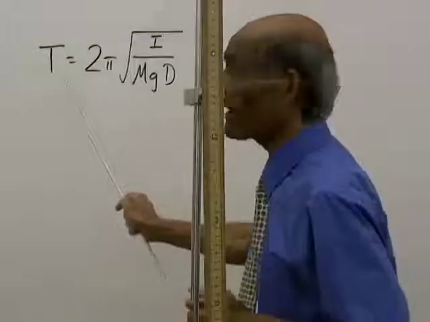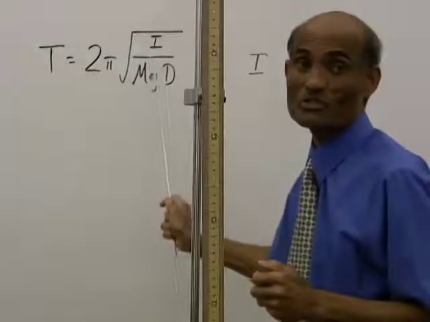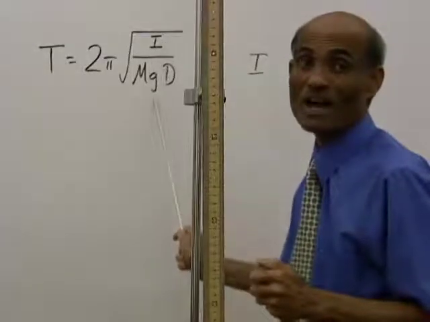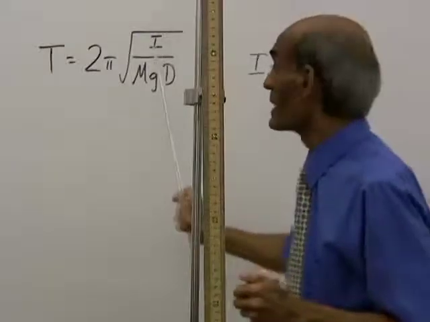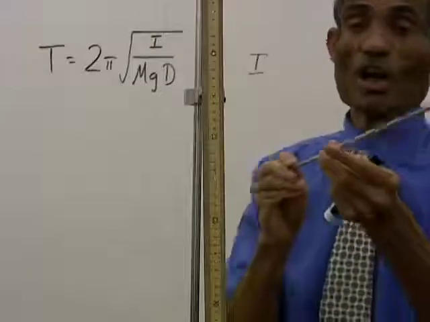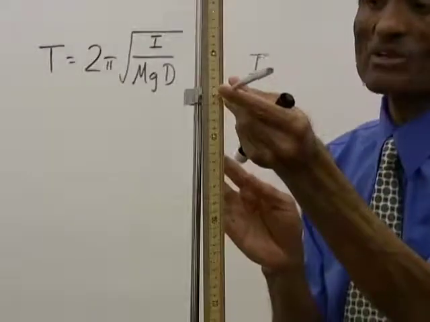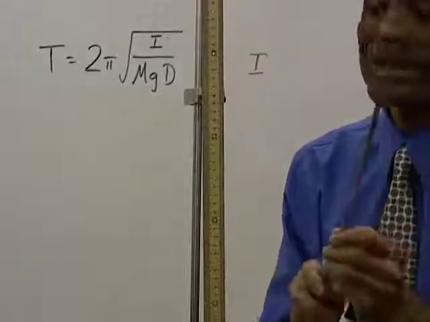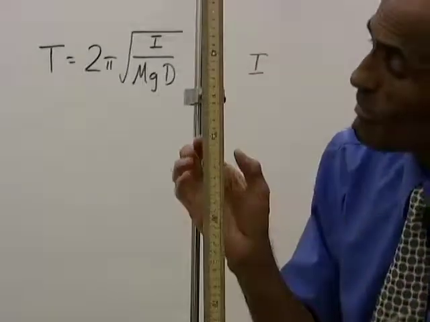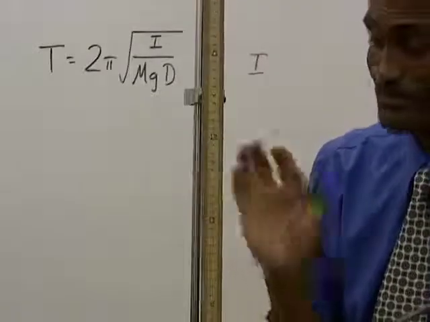So the period of oscillation of a physical pendulum is 2 pi square root I divided by mgd. Can you represent this I, the moment of inertia of the ruler about this axis? Can you represent that I in terms of the moment of inertia about its center of mass?